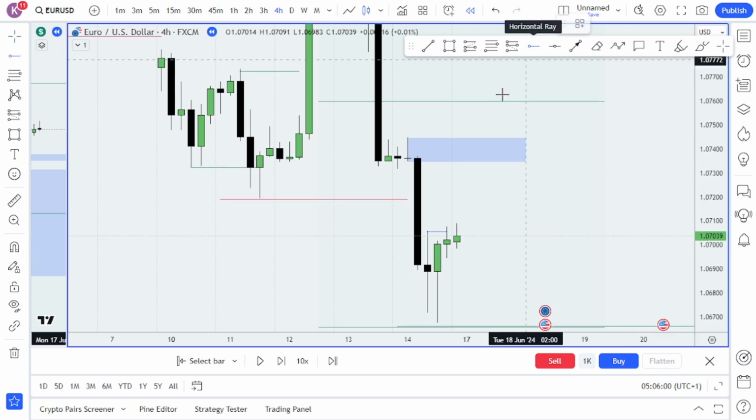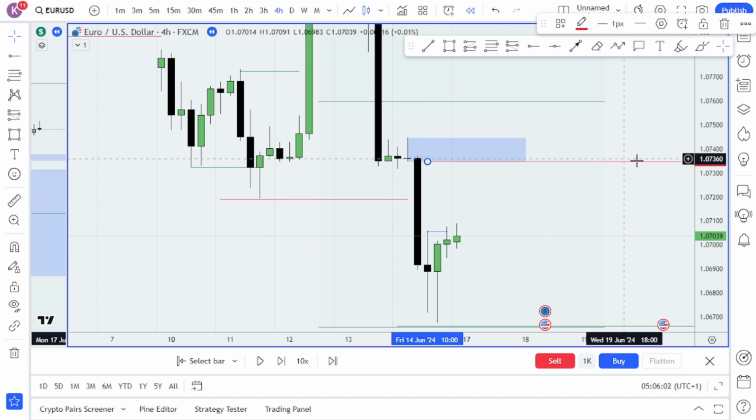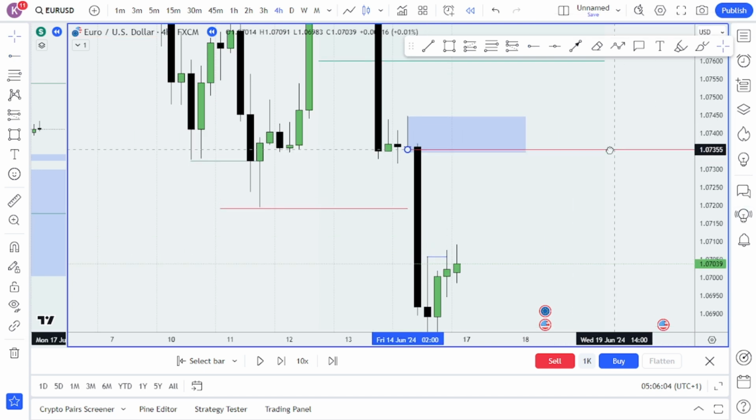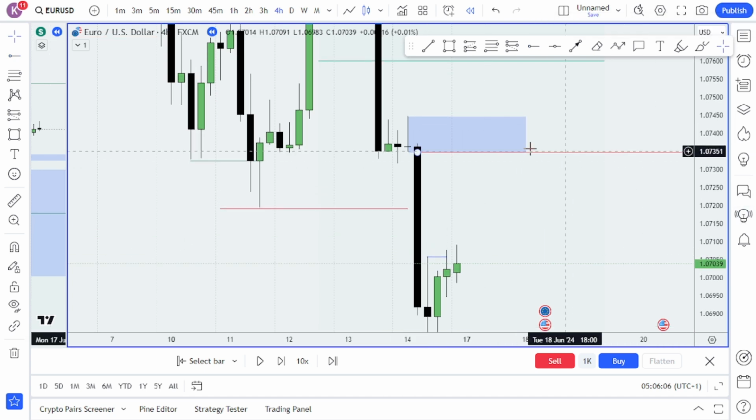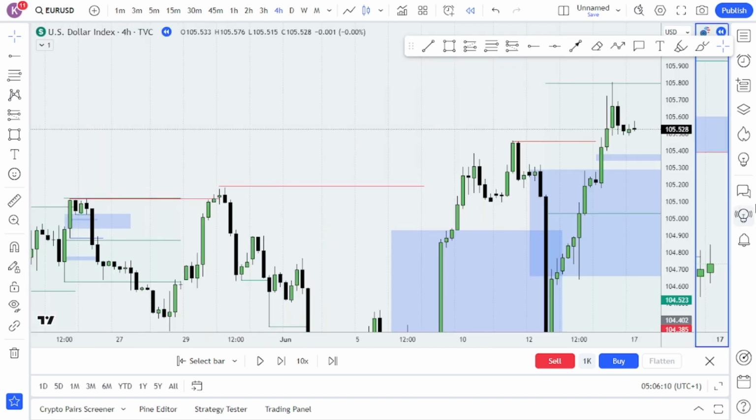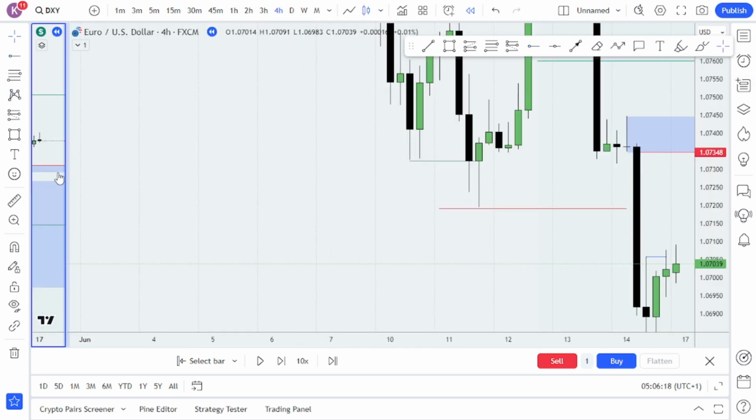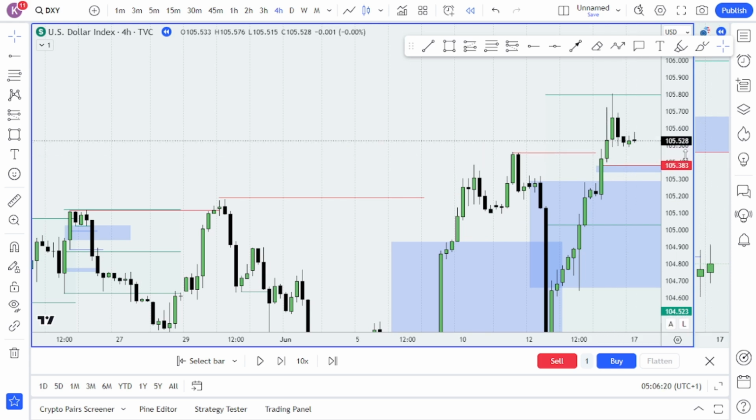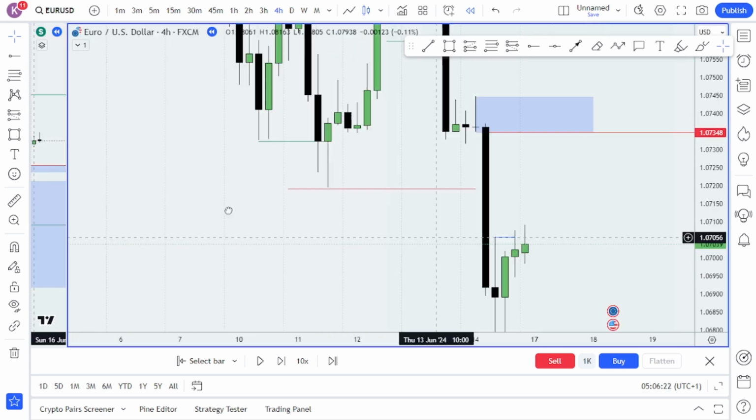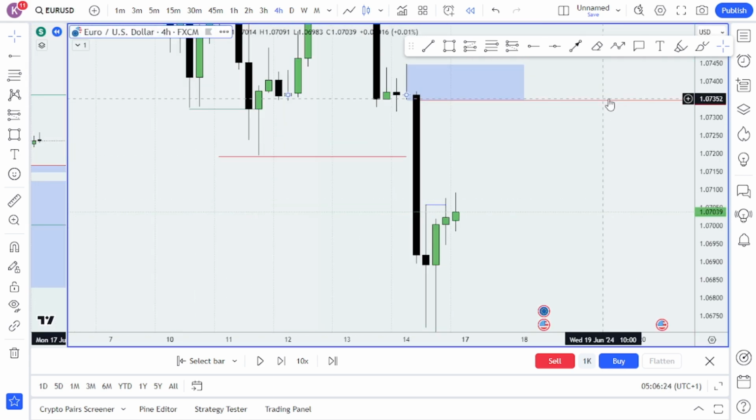So where is my draw for the day? My draw is here. So I'll just put a marker like this, make it a red line, so I can be sure that this is where I'm anticipating price to get to. Here on DXY, I'm anticipating price to get here. Okay, very simple. So in as much as DXY has not gotten to its own, I'll literally still be bullish on Euro USD.